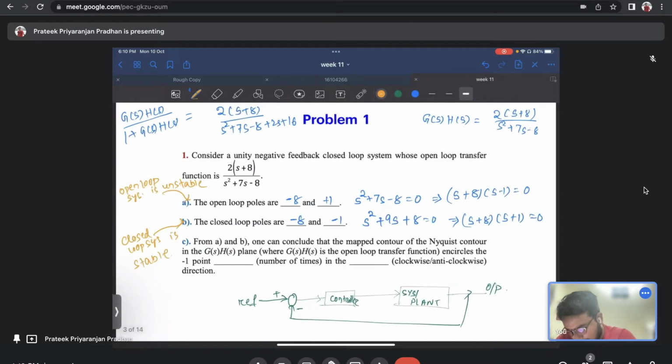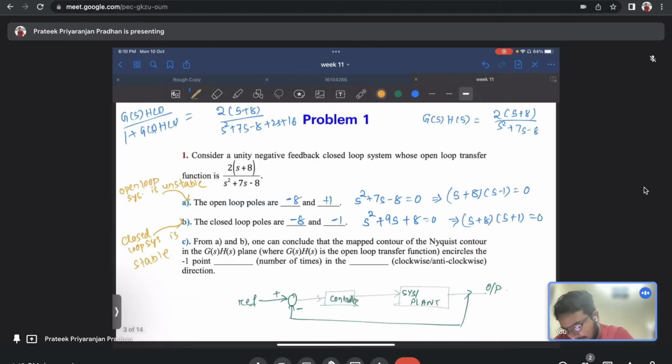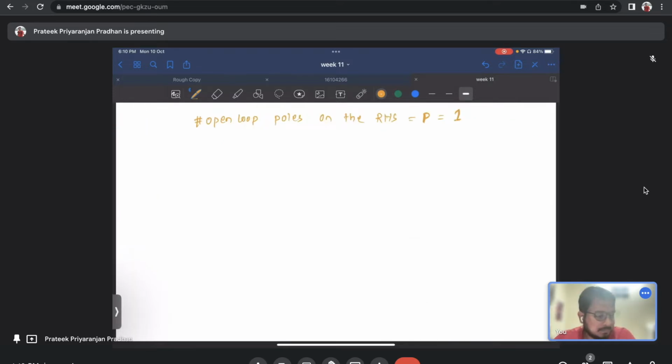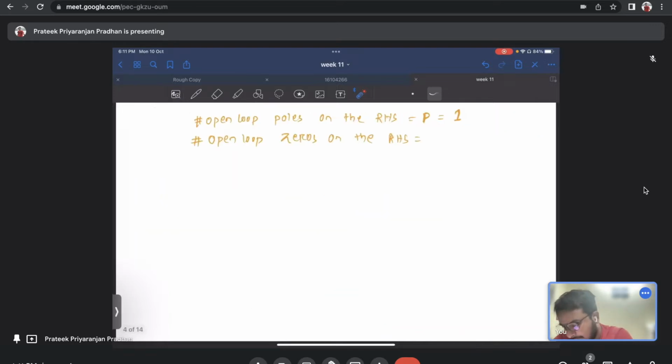So, the number of open loop poles on the RHS, we denote it as P, which in our case is 1. Now, what is the number of open loop zeros on the right hand side? We have the zero from s plus 8. So s plus 8 is equal to 0 means we have the zero at s equal to minus 8. So we don't have any zero on the right hand side plane. That's why we can write Z is equal to 0.